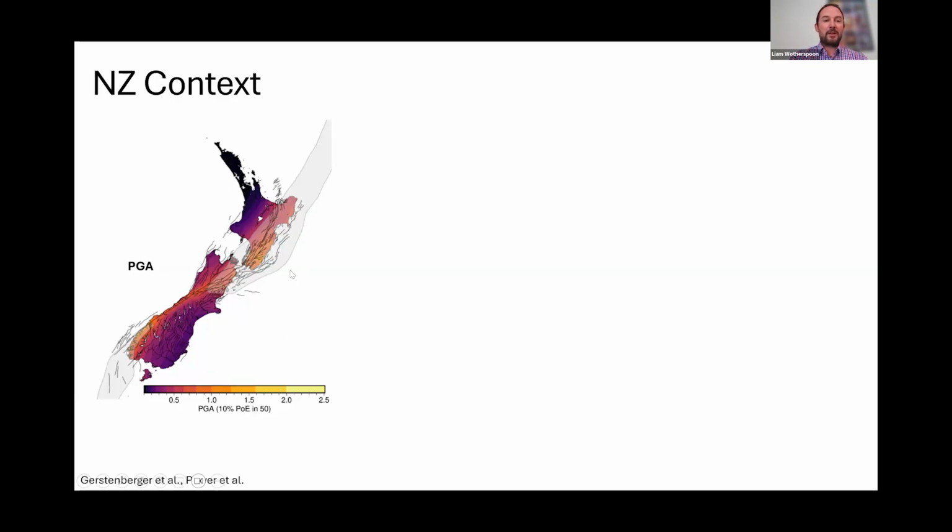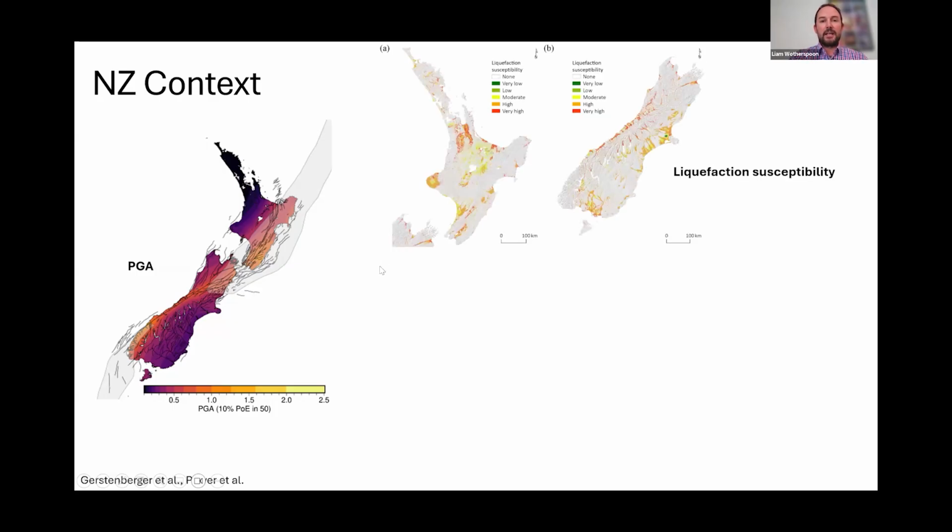But as we sit on the plate boundary, we have to deal with significant levels of shaking when we're thinking about earthquakes. This is an example of the PGA map from the latest National Seismic Hazard Model. When we're thinking about models representing performance of the ground, we've got plenty of areas that are susceptible to liquefaction. A lot of our towns and cities, as is the case in New Zealand and worldwide, sit in these sorts of areas. We have to deal with those problems.